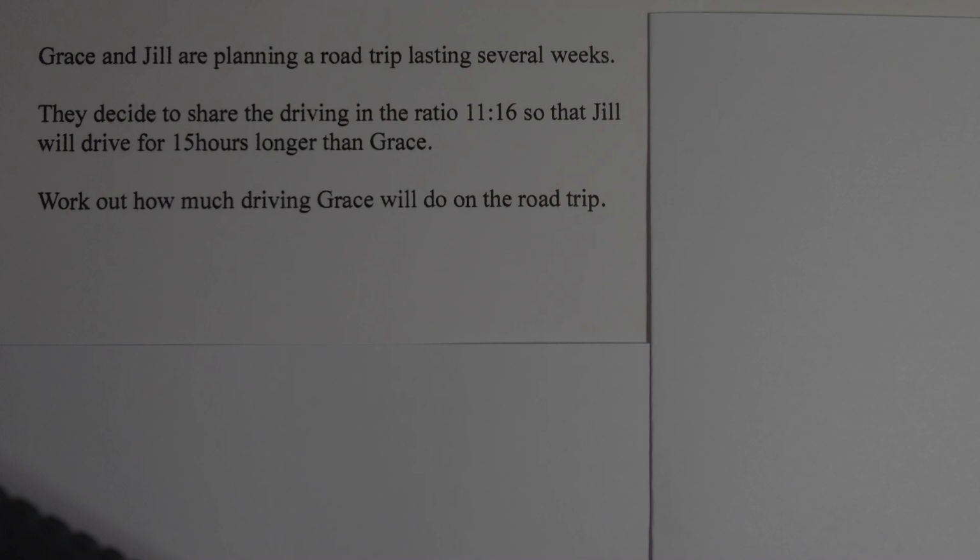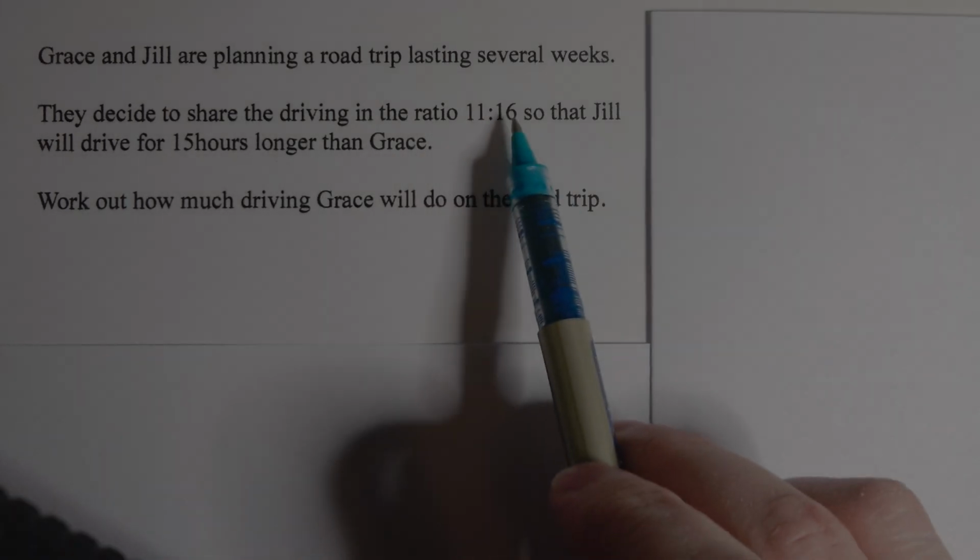This time I've got Grace and Jill going on a road trip. They're going to share the driving. They're not just doing half each, because if Grace was doing half the driving and Jill was doing the other half, that would be a ratio 1 to 1. Split the driving into 2 parts. Grace does 1 part, Jill does the other part. So they're not splitting it equally. Looks like Jill is going to do a little bit more.